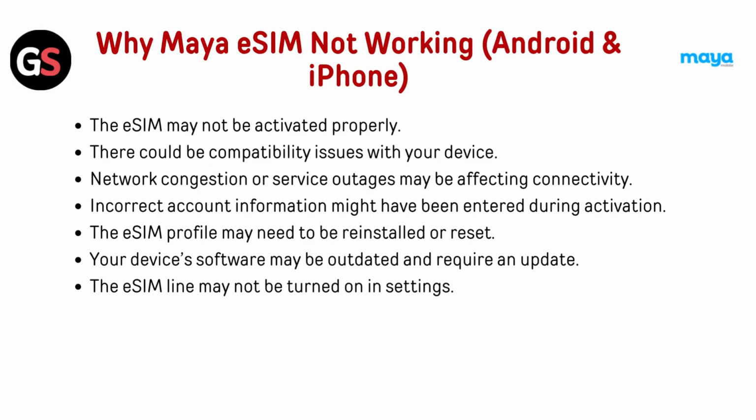Why is the Maya eSIM not working on Android and iPhone? The eSIM may not be activated properly. There could be compatibility issues with your device, network congestion, or service outages may be affecting connectivity. Incorrect account information might have been entered during the activation. The eSIM profile may need to be reinstalled or reset. Your device's software may be outdated and require an update. The eSIM line may not be turned on in settings.